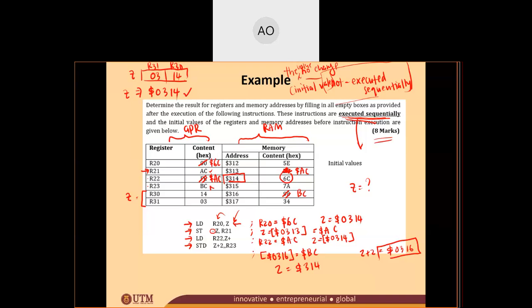Okay, this one is a typing error. Yeah, this one is a typing error. Only 1 comma there.